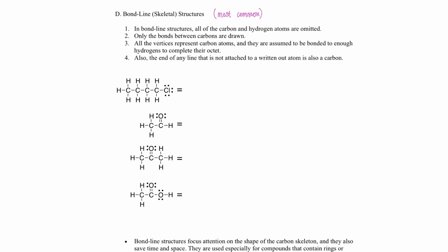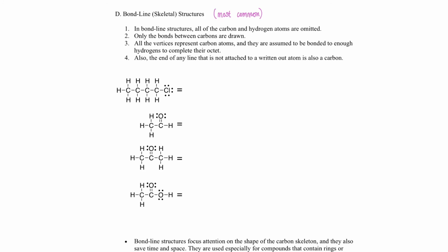So in bond line structures, we omit all of the carbons and hydrogens. Instead, we only show the bonds between carbon atoms themselves. Each of the vertices, each angle, represents a carbon atom, and they're assumed to be bonded to just enough hydrogens to complete their octet. So you don't show any hydrogens, you just draw a carbon, and then you go from there. Also, the end of any line that is not attached to a written atom is attached to a carbon.